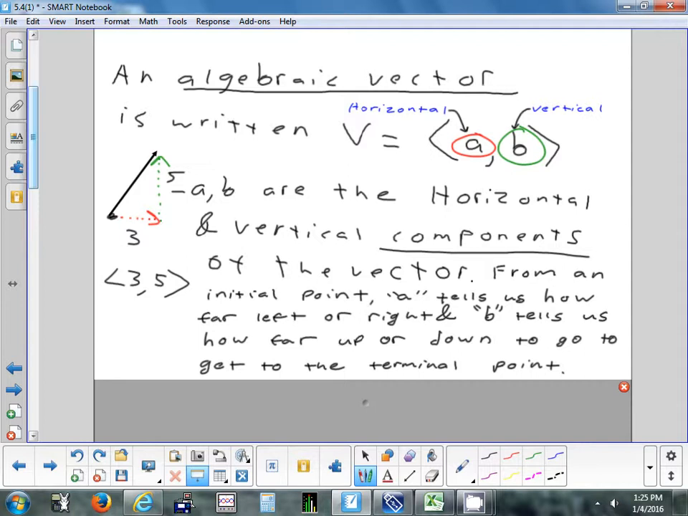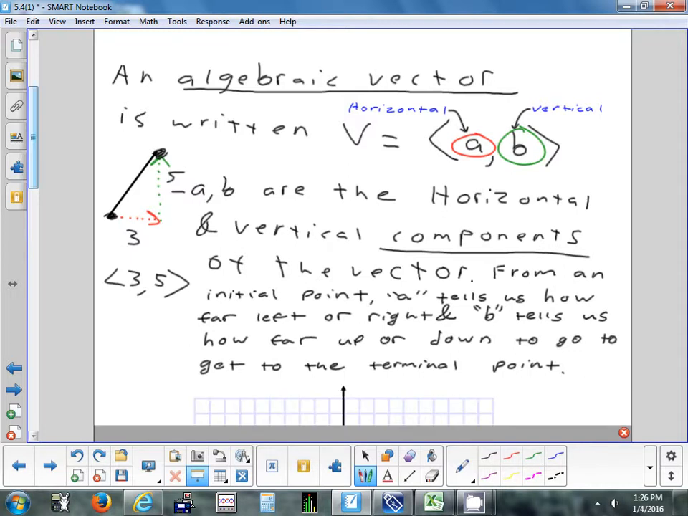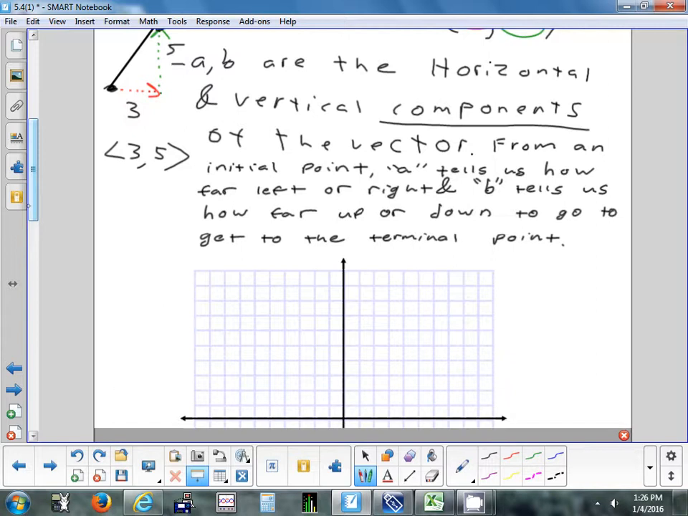Okay, so that's the vector right 3, up 5, from the initial to the terminal. Okay, so you're just going to write it as 2 numbers. Okay, let me draw that same vector down here again. I can start anywhere I want.